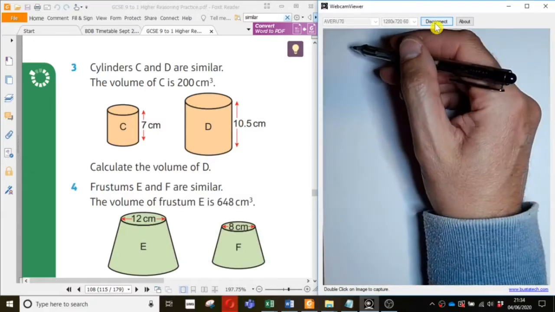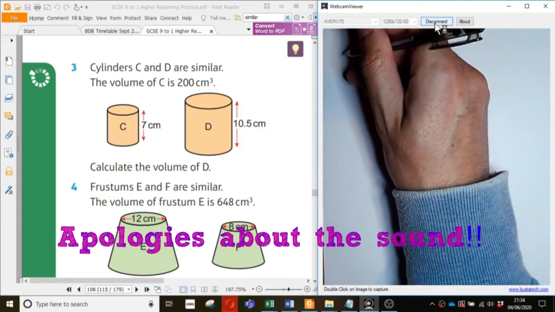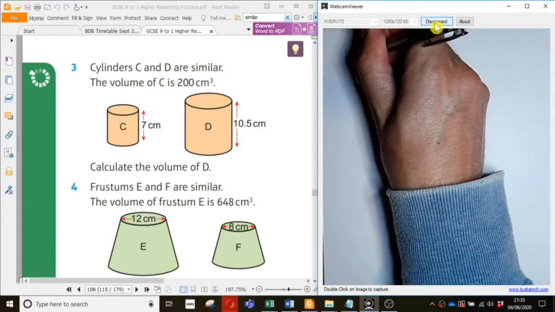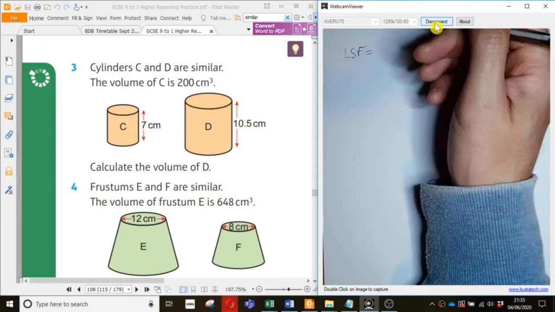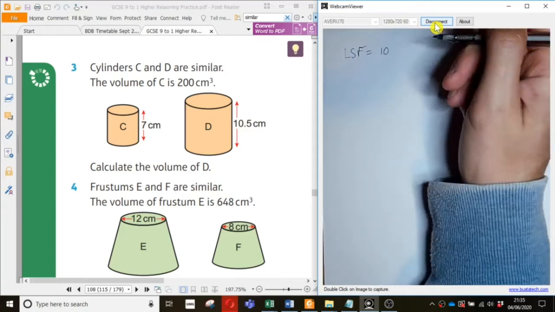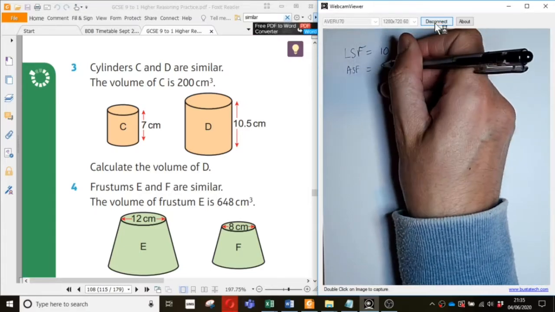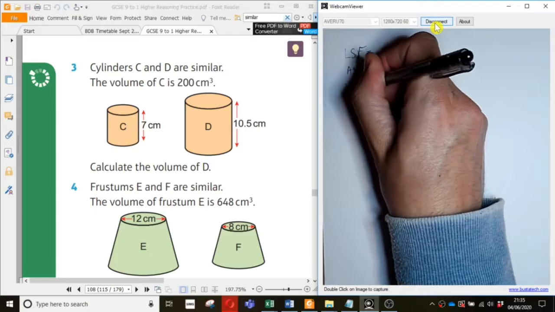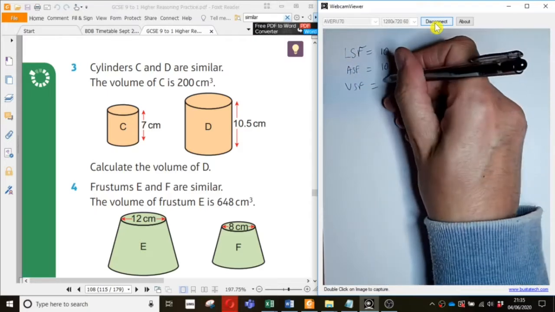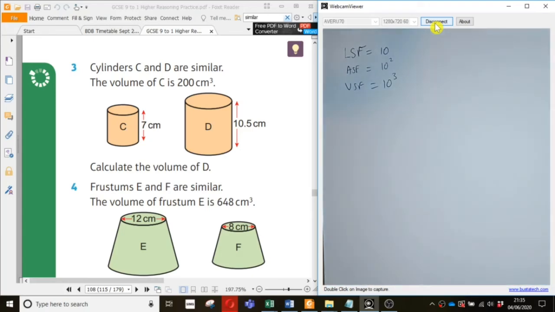Okay, so I'm going to show you how to do some volume scale factor work. Let's have a quick reminder of what we know. If you've got a length scale factor, and let's make one up, let's pretend it's 10, we should know that the area scale factor for similar shapes will be 10 squared, and the volume scale factor will be 10 cubed. There's the link between the three scale factors.